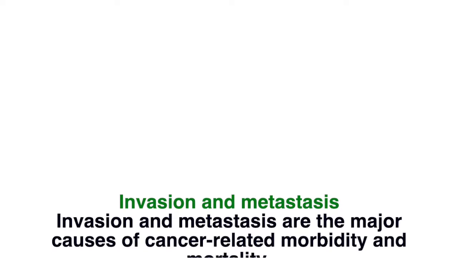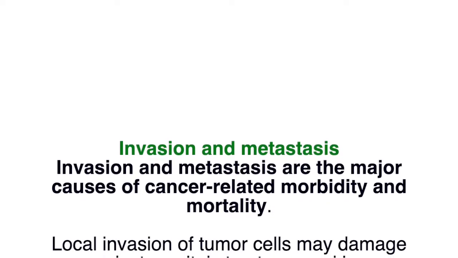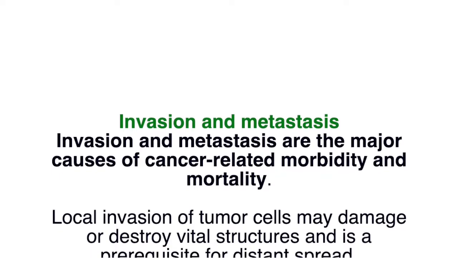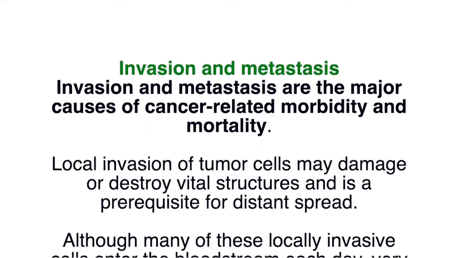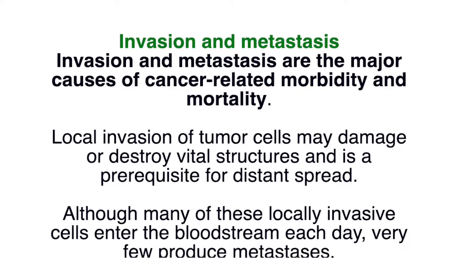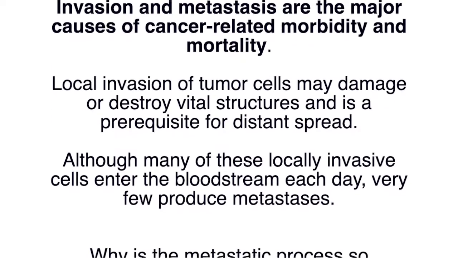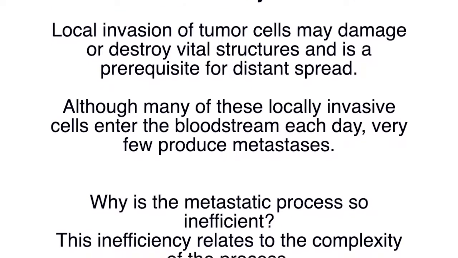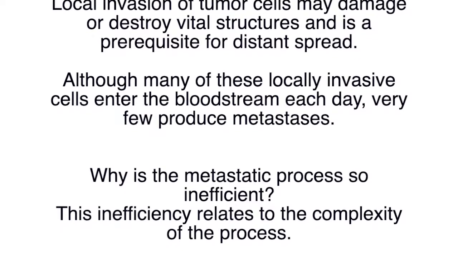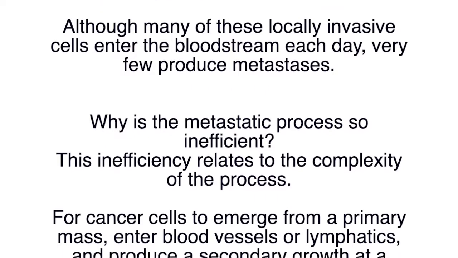Invasion and metastasis. Invasion and metastasis are the major causes of cancer-related morbidity and mortality. Local invasion of tumor cells may damage or destroy vital structures and is a prerequisite for distant spread. Although many of these locally invasive cells enter the bloodstream each day, very few produce metastasis. Why is the metastatic process so inefficient? This inefficiency relates to the complexity of the process.